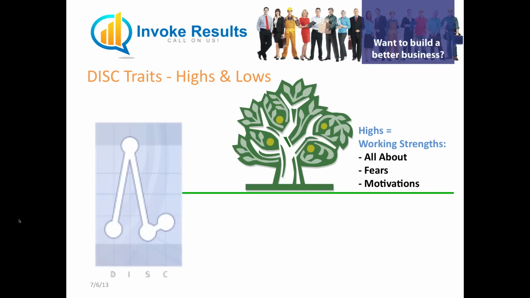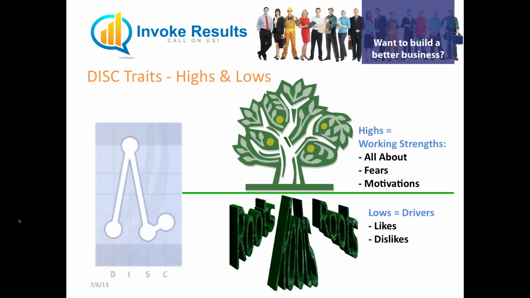But the problem with that is if you only had the tree with things above the ground, the minute the wind blew, the tree would fall over. So you have to have roots below the ground. And the same with DISC graphs. You have to have at least one factor below the line, or indeed one factor above. And what's below the line is what we call the low factors or the drivers. So it tells us what a person likes and what they dislike when they go about it. Whereas above the line is their working strengths and tells us what they're all about, what their fears, and what their motivators are.